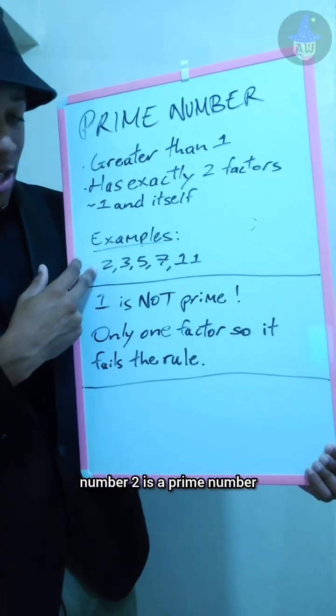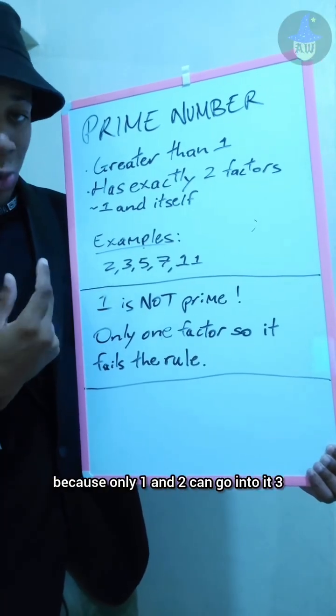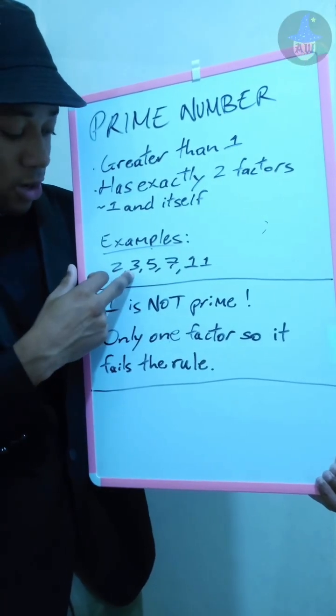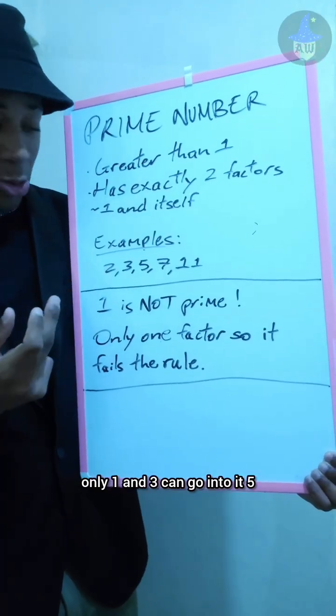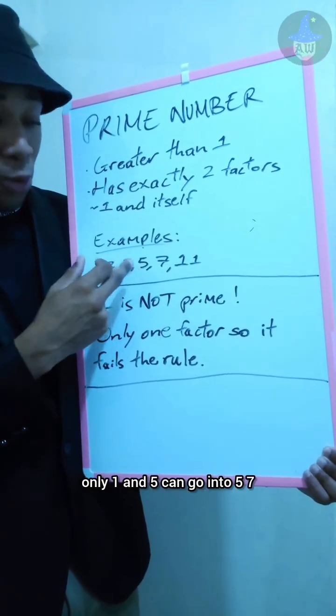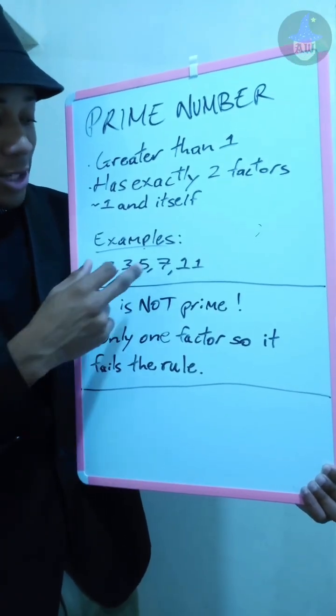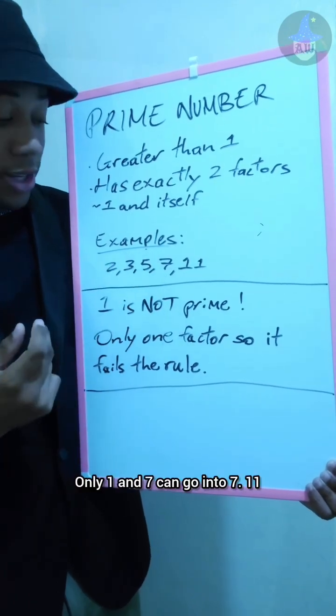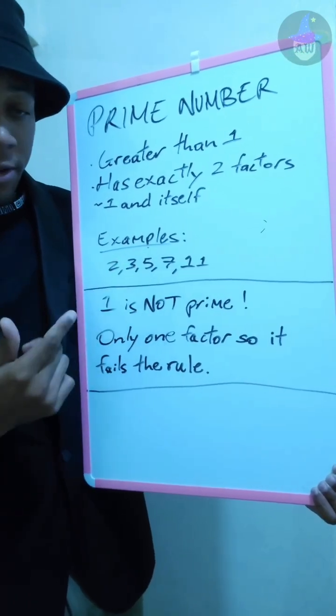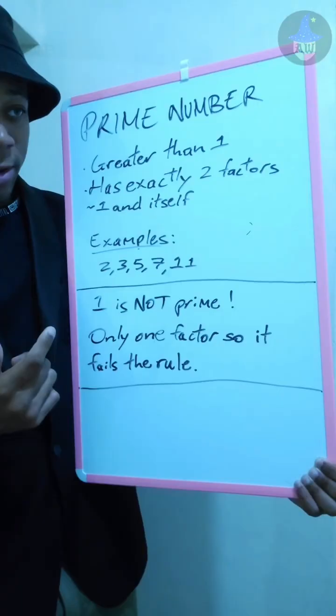Number 2 is a prime number because only 1 and 2 can go into it. 3, only 1 and 3 can go into it. 5, only 1 and 5 can go into 5. 7, only 1 and 7 can go into 7. 11, only 1 and 11 can go into 11.